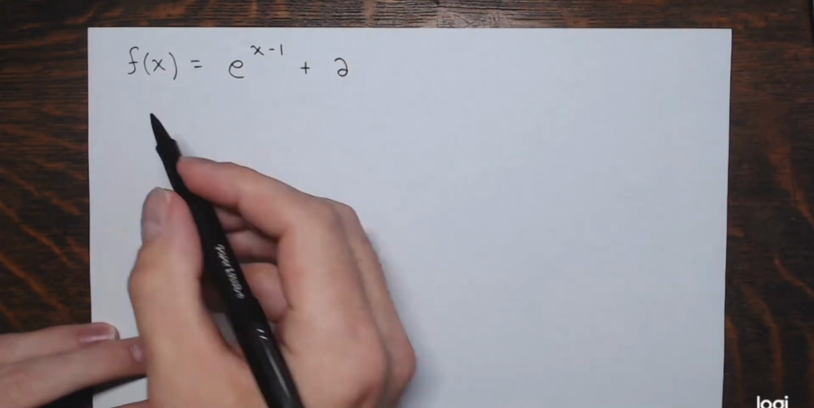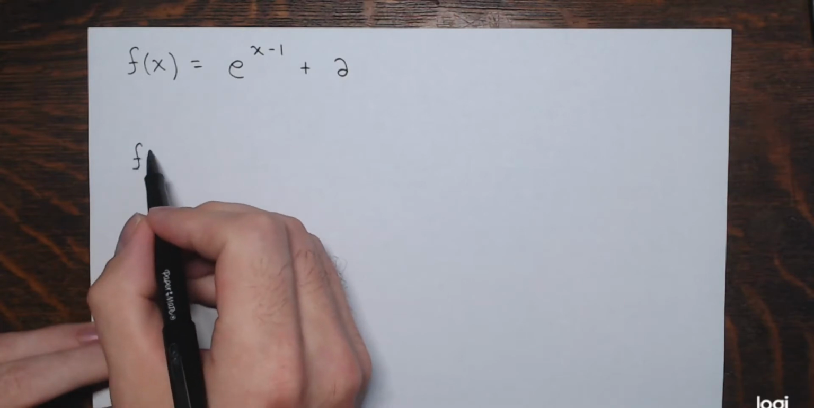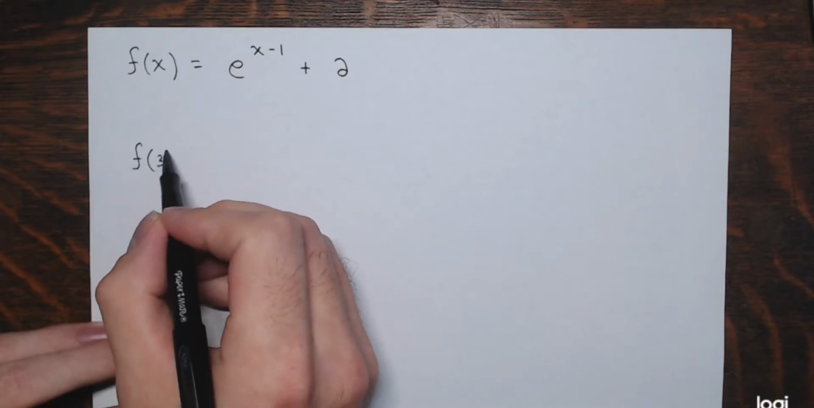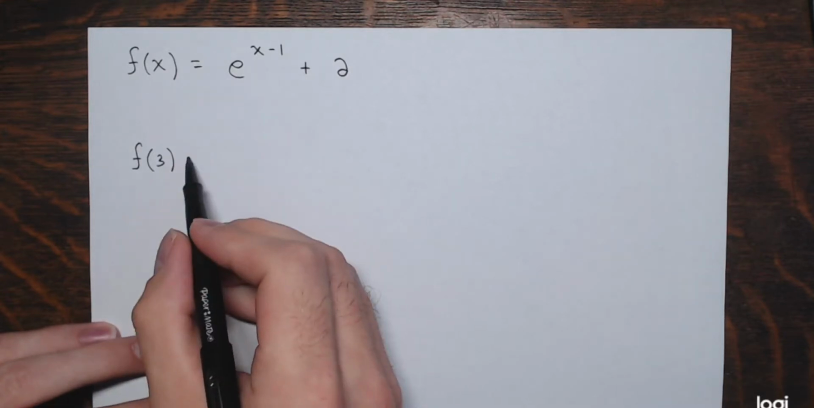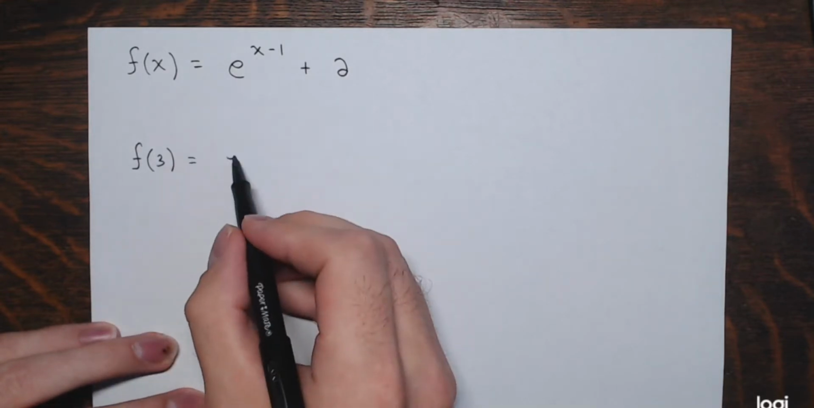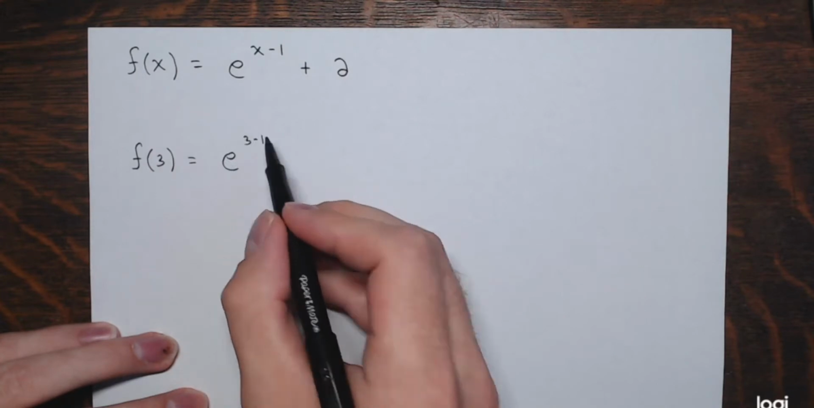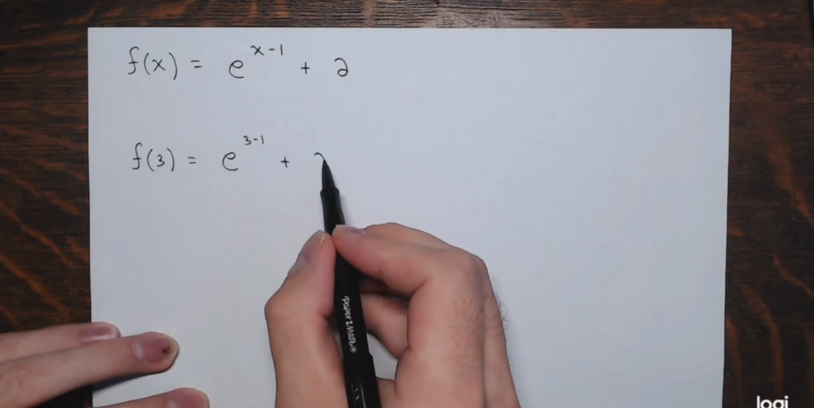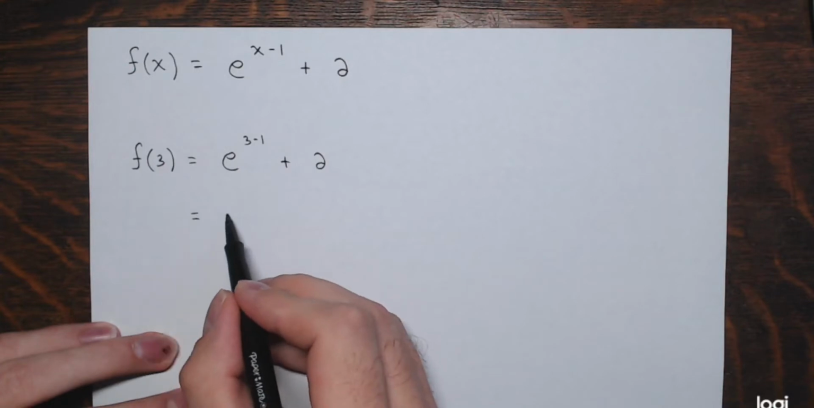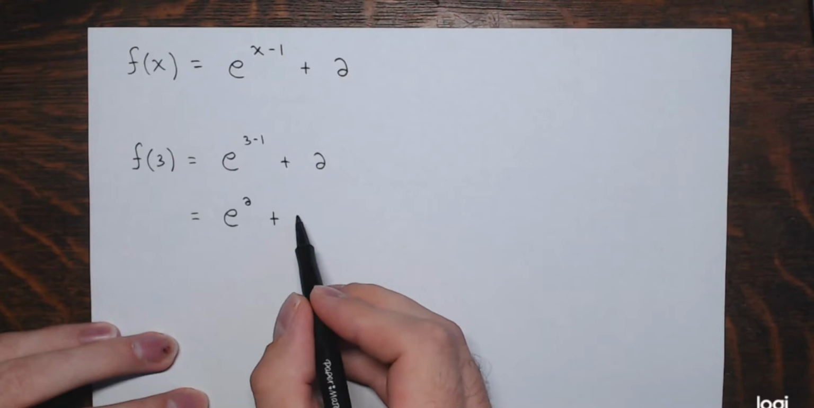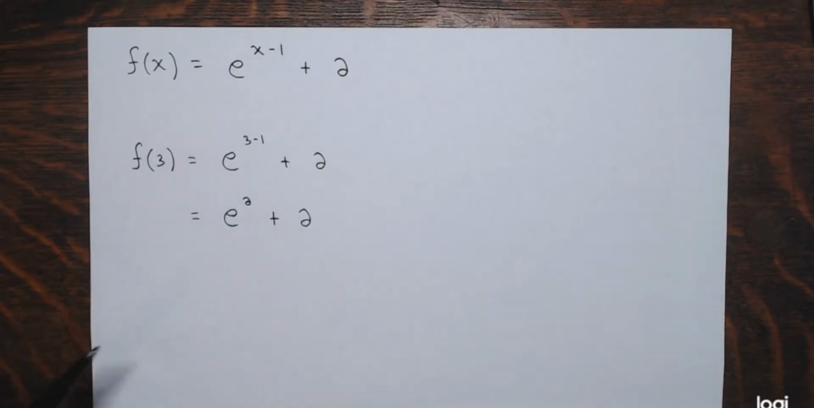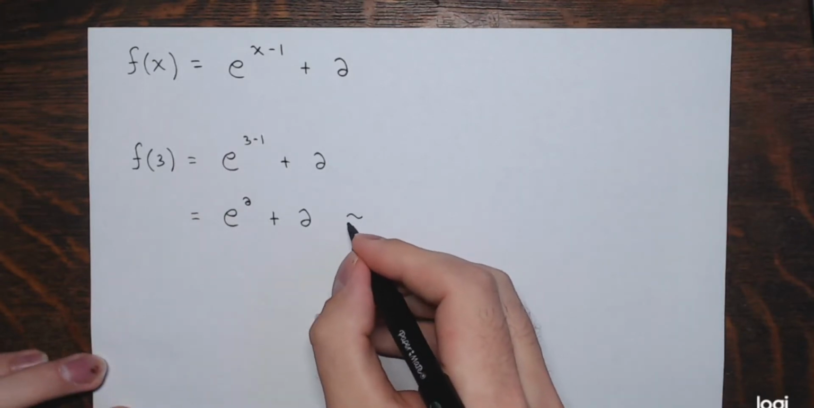All right, all we're asked to do is find the value of this function at x equals 3. What's f of 3? So I'm just replacing x with 3. So this will be e to the 3 minus 1 power, then plus 2. All right, so this is e to the second power, e squared, plus 2. And this is it, whatever e squared plus 2 is. But they asked us to round this to 3 decimal places.